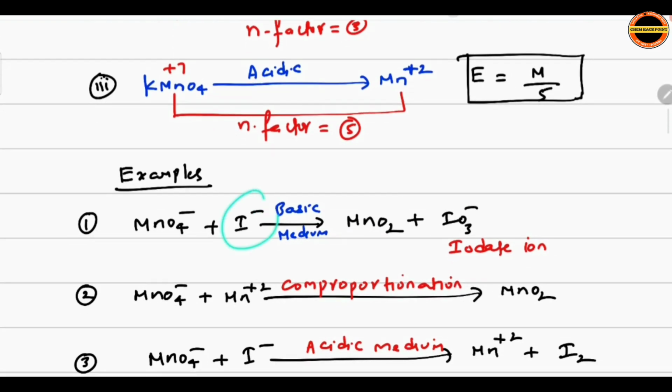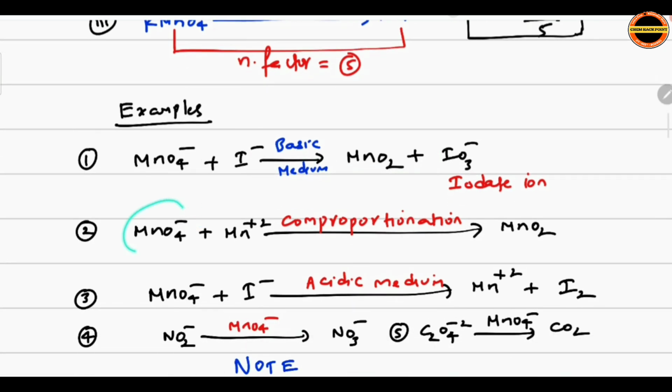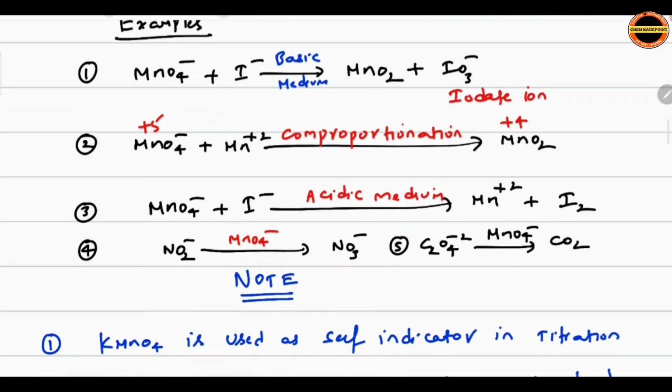It can convert I⁻ into IO₃⁻ in basic medium. In basic medium, MnO₄⁻ can oxidize Mn²⁺, or you can say comproportionation reaction here. Same element from different oxidation states, like plus 7 and plus 2, converts into the same oxidation state, that is plus 4. Even this reaction you have to remember, comproportionation of MnO₄⁻.